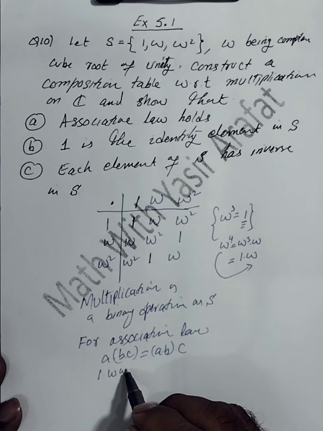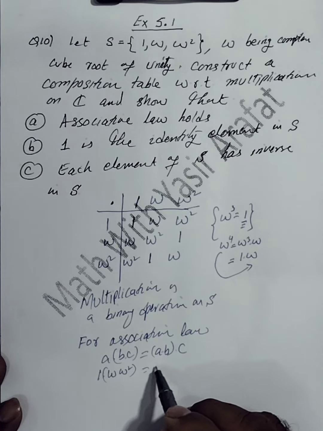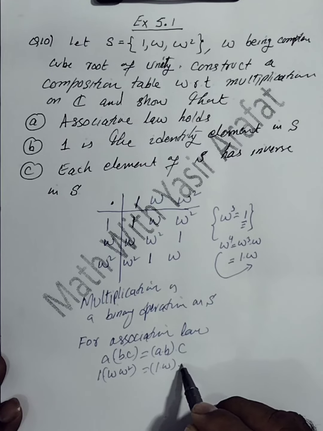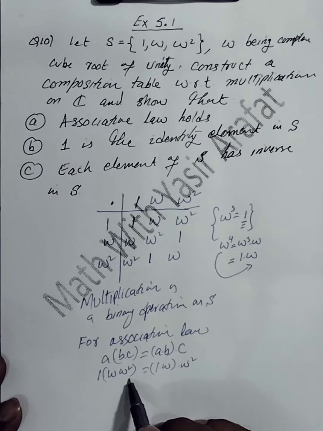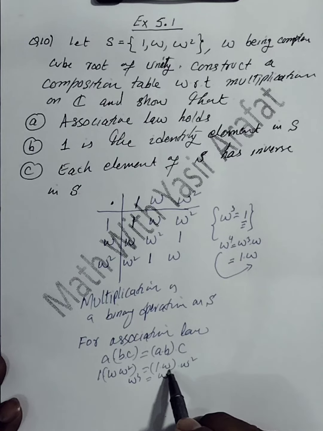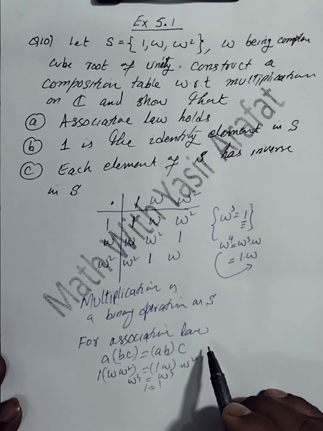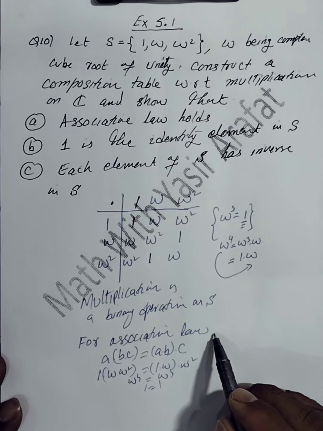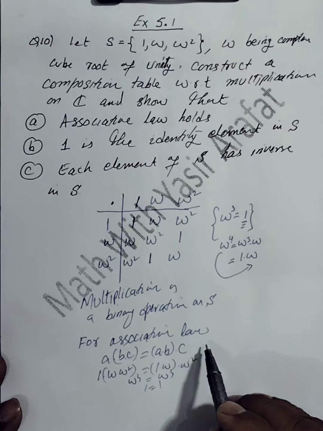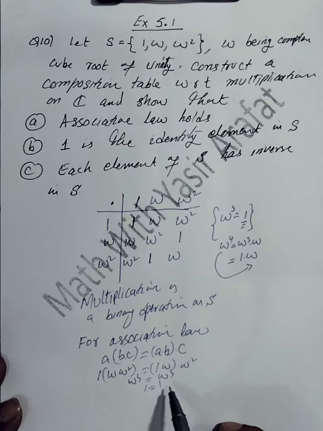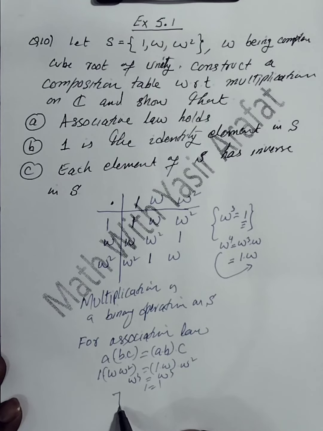Now take these three elements: 1 into omega into omega square equals 1 into omega cube, which is equal to omega cube. It is equal to 1. So that means the associative law holds, or we can say that the associative law exists.